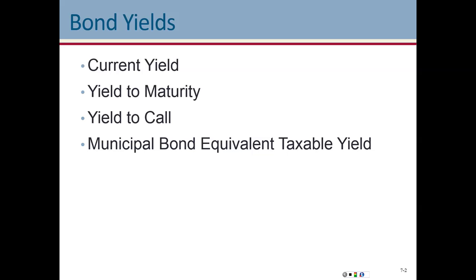Now, in reality, bonds are publicly traded instruments, right? We go to the market and we can buy bonds at a specific price. They do have a price. Therefore, we are implying that these bonds are paying us a specific rate of return. Now, there are several ways in which we can calculate the returns that we're receiving on our bonds. We have what we call the current yield, yield to maturity, yield to call, and municipal bond equivalent taxable yield.